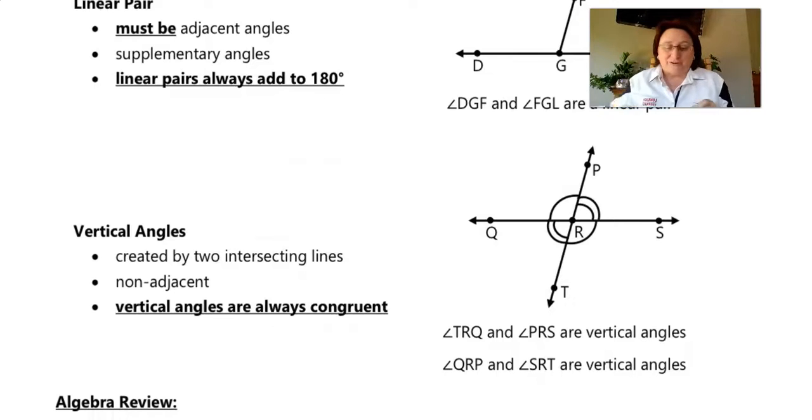All right, vertical angles. If you guys remember, vertical angles right here are created by two intersecting lines. Remember, it's created by the X, right? They're non-adjacent. They share a vertex, but not a side. And vertical angles are always congruent. Right over here is a picture of what the vertical angles might look like. Note that the vertical angles are opposite of each other, and they are congruent.